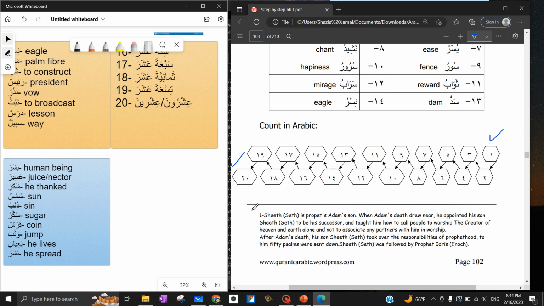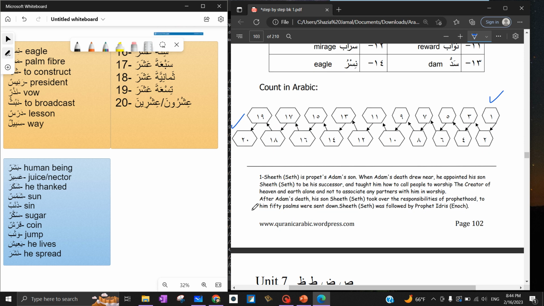So, there is a small story of Prophet Sheeth alayhi salam. He was Prophet Adam's son, and when Adam's death drew near, he appointed his son Sheeth to be his successor and taught him how to call people to worship the creator of heaven and earth alone and not to associate any partners with Him in worship. After Adam's death, his son Sheeth took over the responsibilities of prophethood.